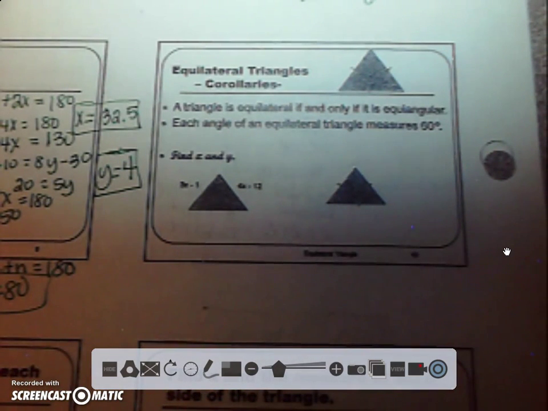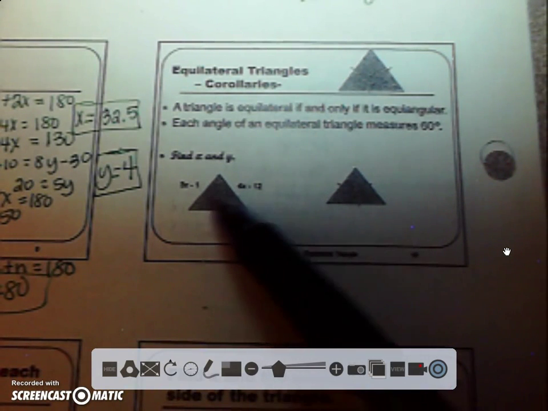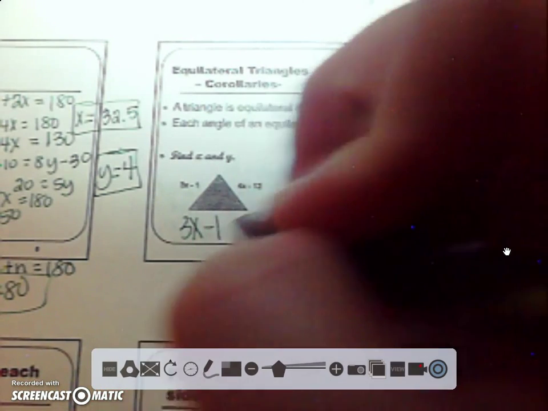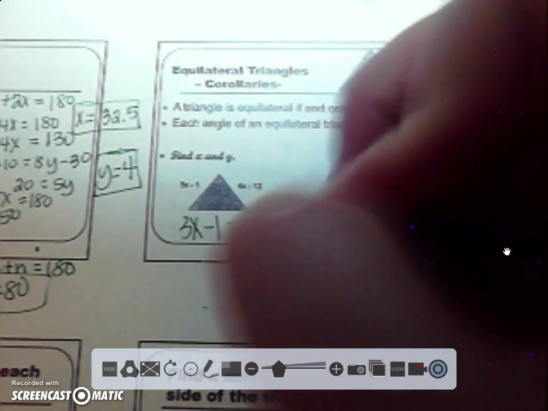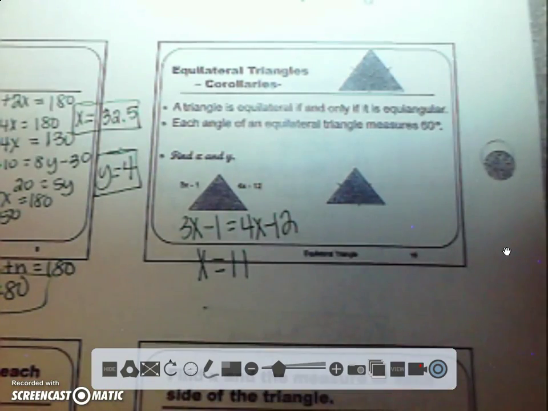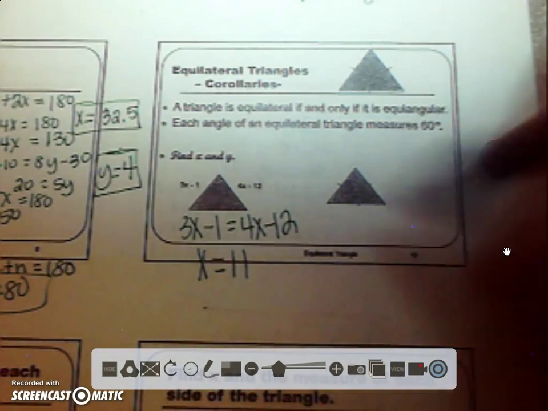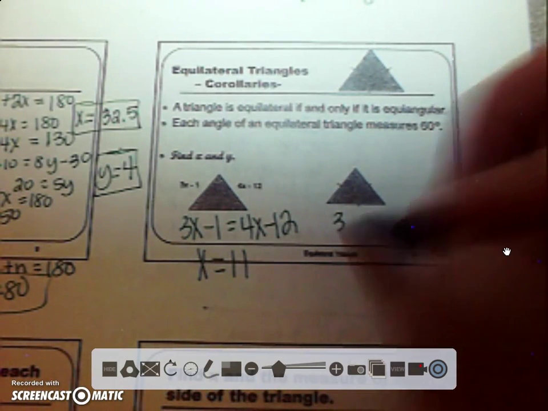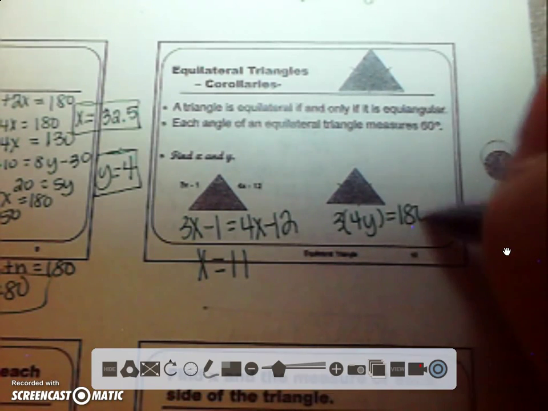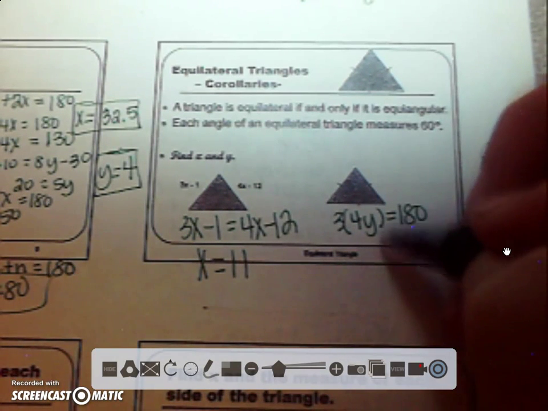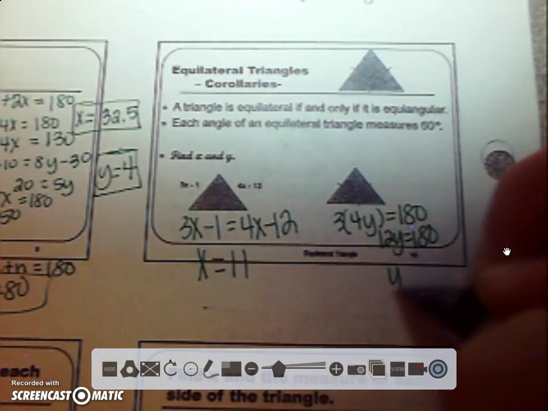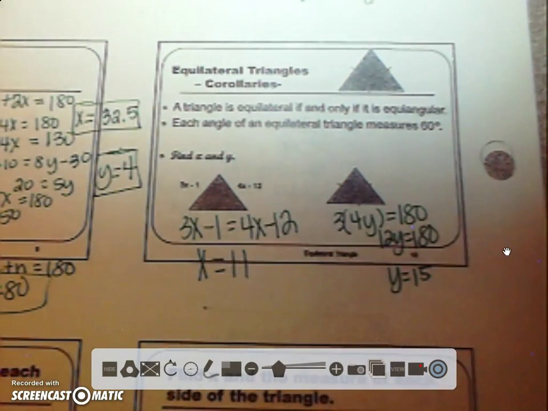Here, if you're asked to find x and y, you know that these two things must be the same. So you have 3x minus 1 is equal to 4x minus 12. That makes x equal to 11. And your y values, you have 3 times 4y is equal to 180 over here. So then 12y equals 180, and y is equal to 15.